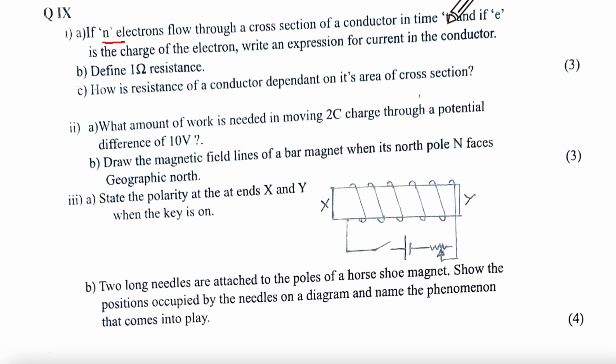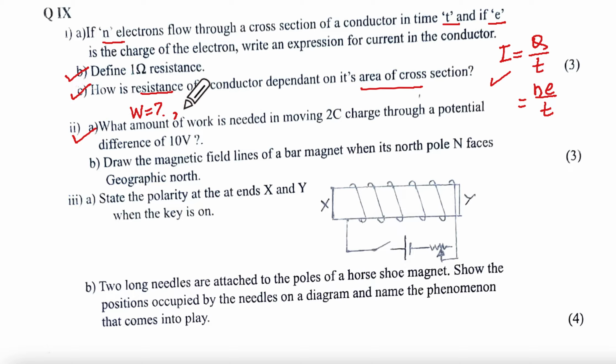N electrons through the cross section in time t, e is the charge. Write the expression for the current. Current is equal to Q upon T, but Q is going to be N into E upon T. It's already there in the book. Define this, learning work. How is it dependent upon area of cross section? Inversely proportional. More the area of cross section, less the resistance. Learning work. Amount of work done. So W equals question mark.